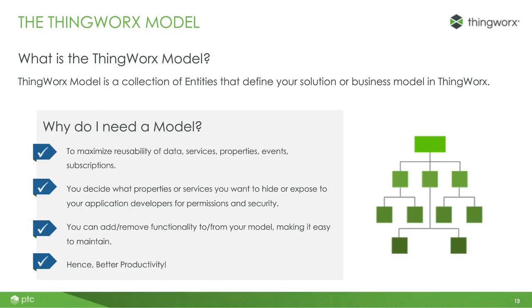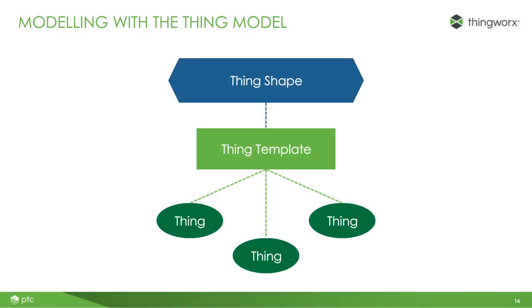So how does ThingWorx specifically implement the data model? Well, the ThingWorx model draws similarities from the object-oriented modeling approach. You've got very similar concepts to something like a class, as well as instantiations of said class. And at a base level, you've got these three main types: shapes, templates, and things.